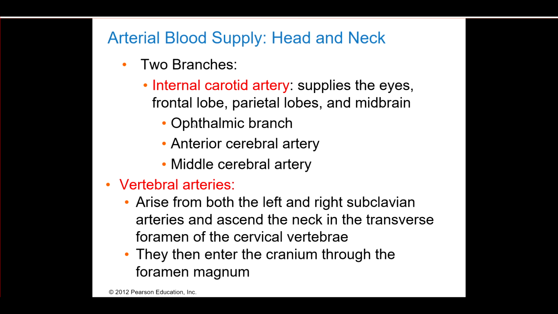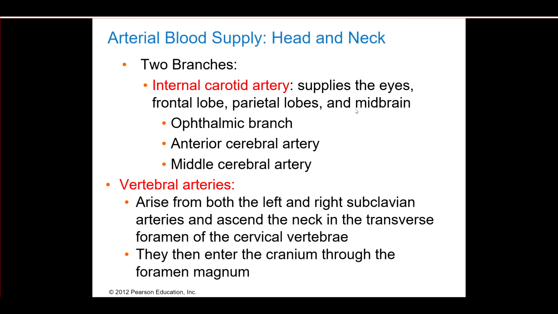The second branch off of the common carotid artery was the internal carotid artery. I'm going to introduce it now on this lesson, but I'll do a separate lesson on the brain, how the blood gets to the brain. This is one of the major feeds of blood to the brain. Right, so it supplies the brain as well as the eyes, right? So there's going to be a branch off of this going to the eyes, the frontal lobe, which is brain, right? Parietal lobes, and the midbrain.